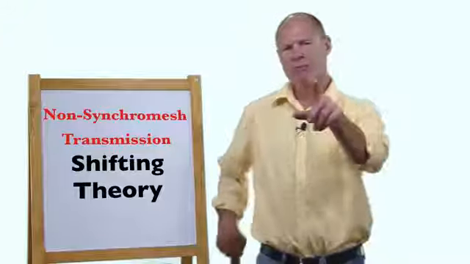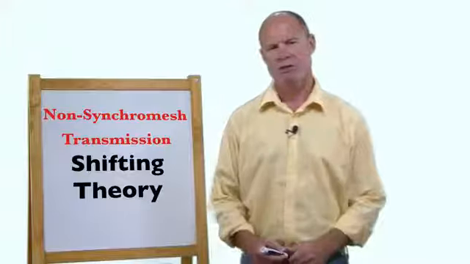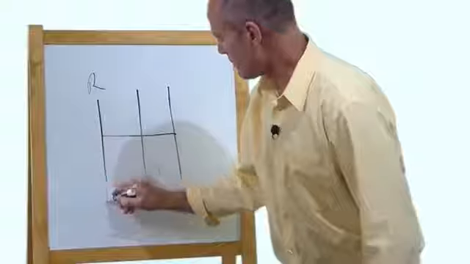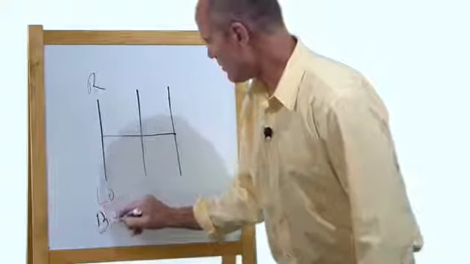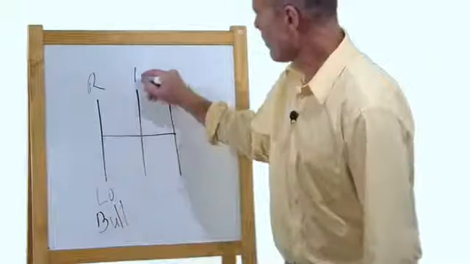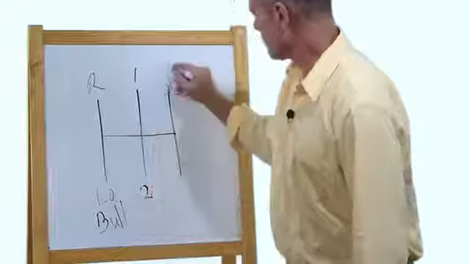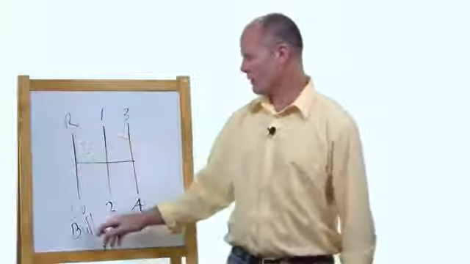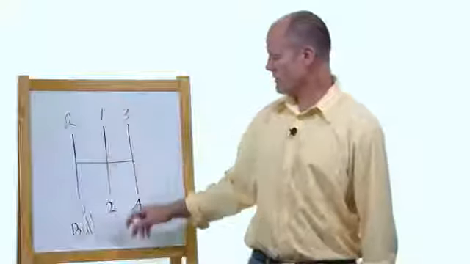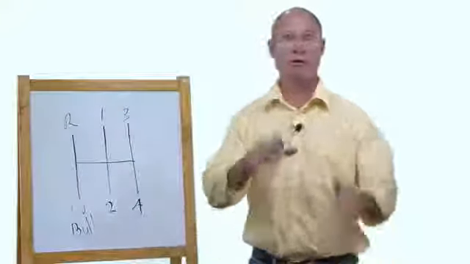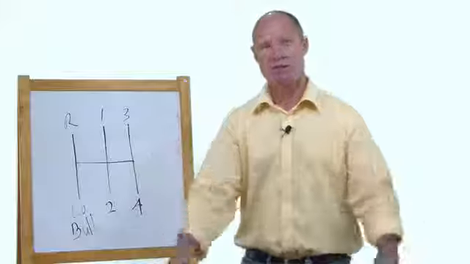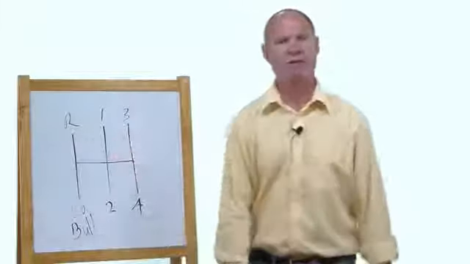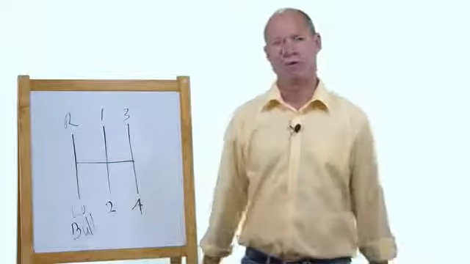Now, the first part of a non-synchromesh transmission is the shifting pattern. Reverse, low, sometimes called bull. 1, 2, 3, 4. So reverse and low and bull are up here. First, second, 3, 4. What confuses students or causes challenge for students is, yes, it is a basic 5-speed pattern, but you drive it like a 4-speed.